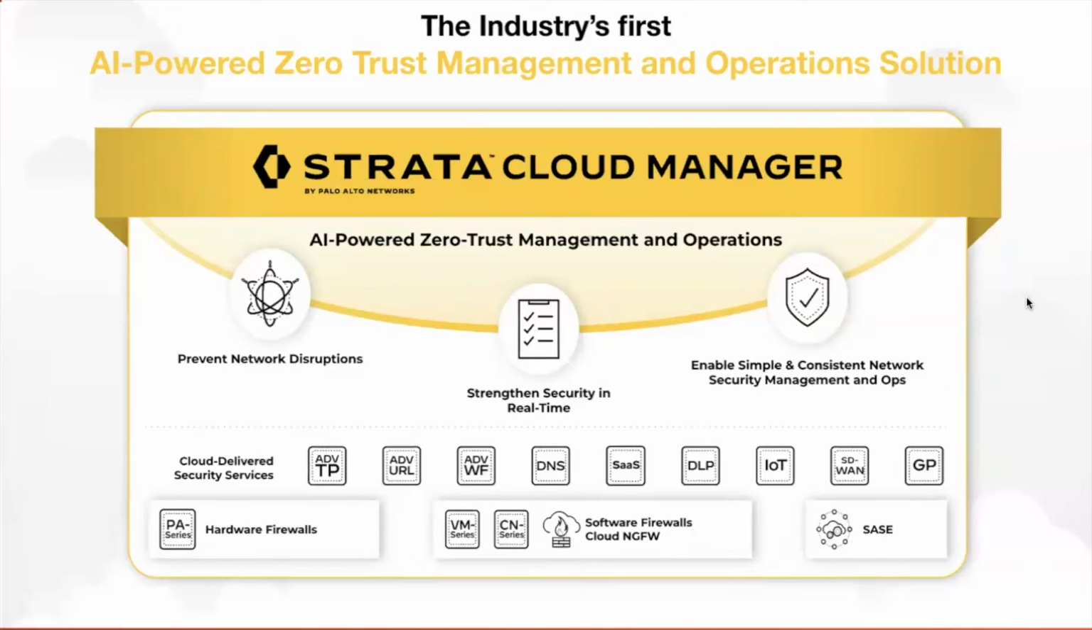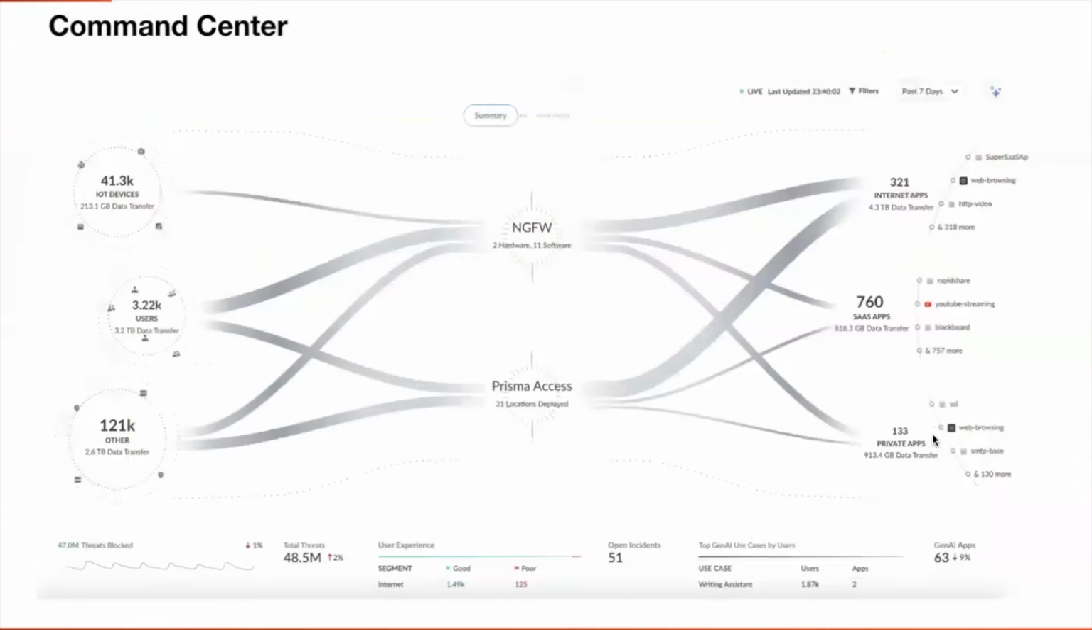So the two pillars are strengthen security in real time, and enable simple and consistent network security management. I'm going to cover those two pillars, and some of the new enhancements or features which have come out in those two pillars is something that I want to cover in this session. Next, before I kick it off, I want to put this across.